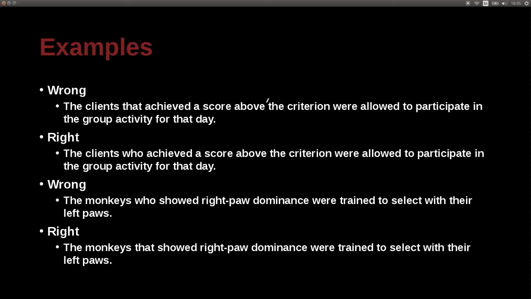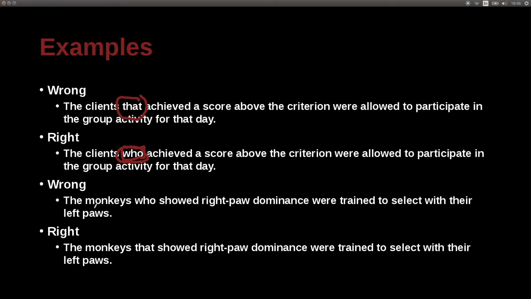The clients that achieved a score above the criterion were allowed to participate in the group activity for that day. The clients who achieved a score above the criterion were allowed to participate in the group activity for that day. So this idea of the clients that and the clients who. And because we're talking about these people, so we use the who rather than things that do something. Or actually, things never do anything, do they?